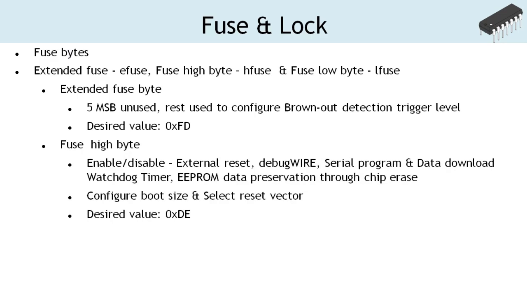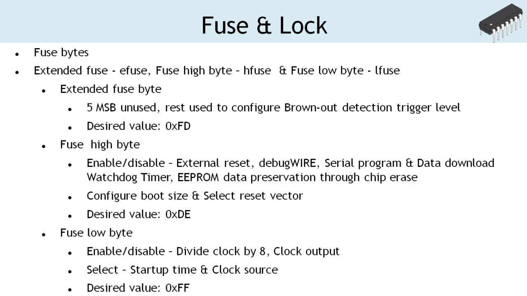The fuse high byte is used to enable or disable external reset, debug wire, serial program and data downloading, and EEPROM data preservation through chip erase. It is also used to configure the size of bootloader section and select the reset vector. The HFuse is programmed with the value DE.